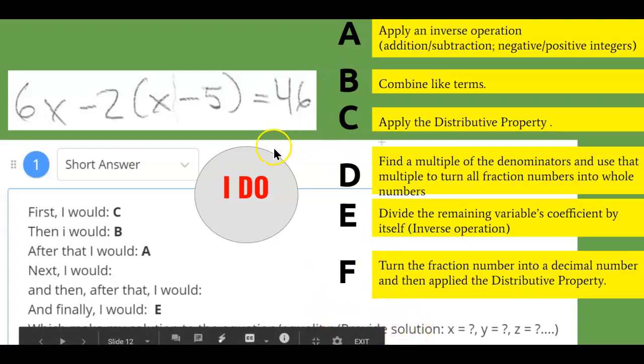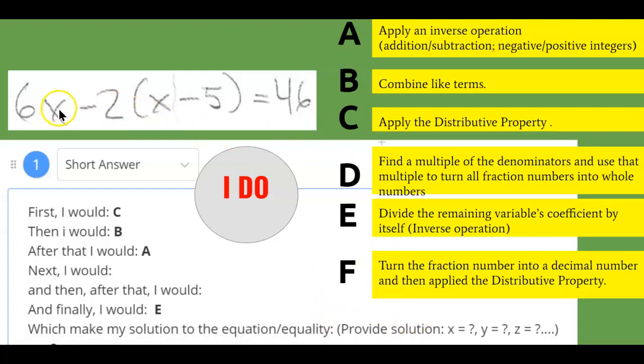So let's look at an example of what I did here. So I had 6x minus 2 times the quantity of x minus 5. Okay, I thought you said it was subtraction, Mr. E. We can still say minus, even though we understand that this is really negative. Okay, so let me get my tools out here.